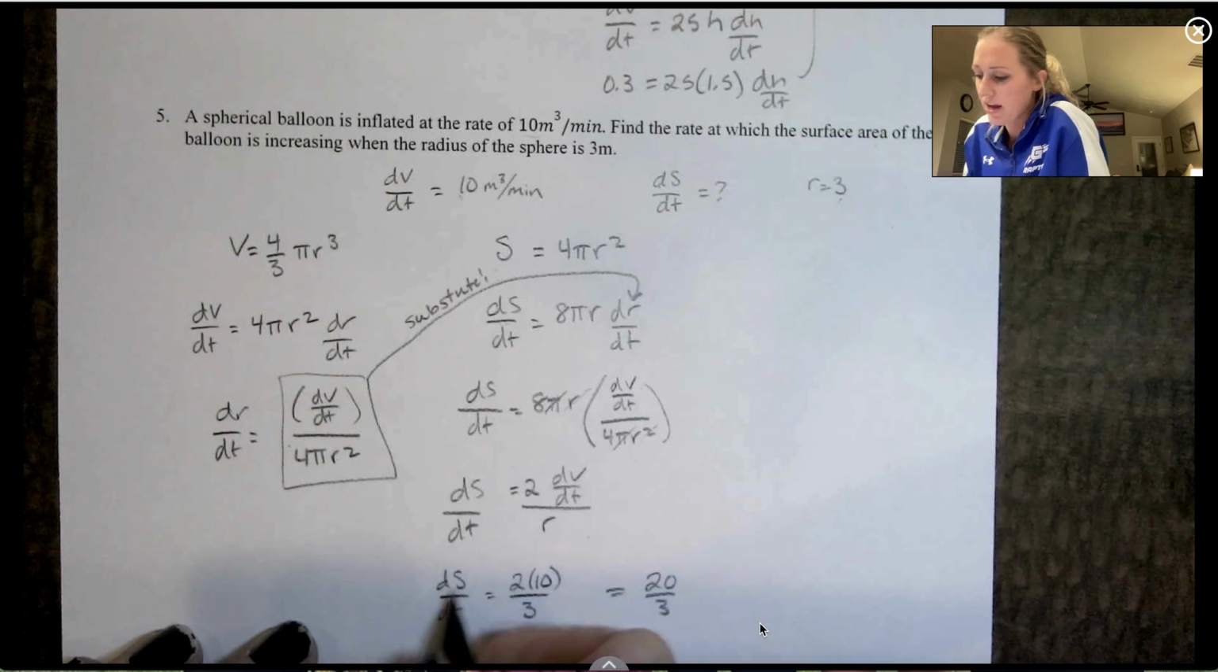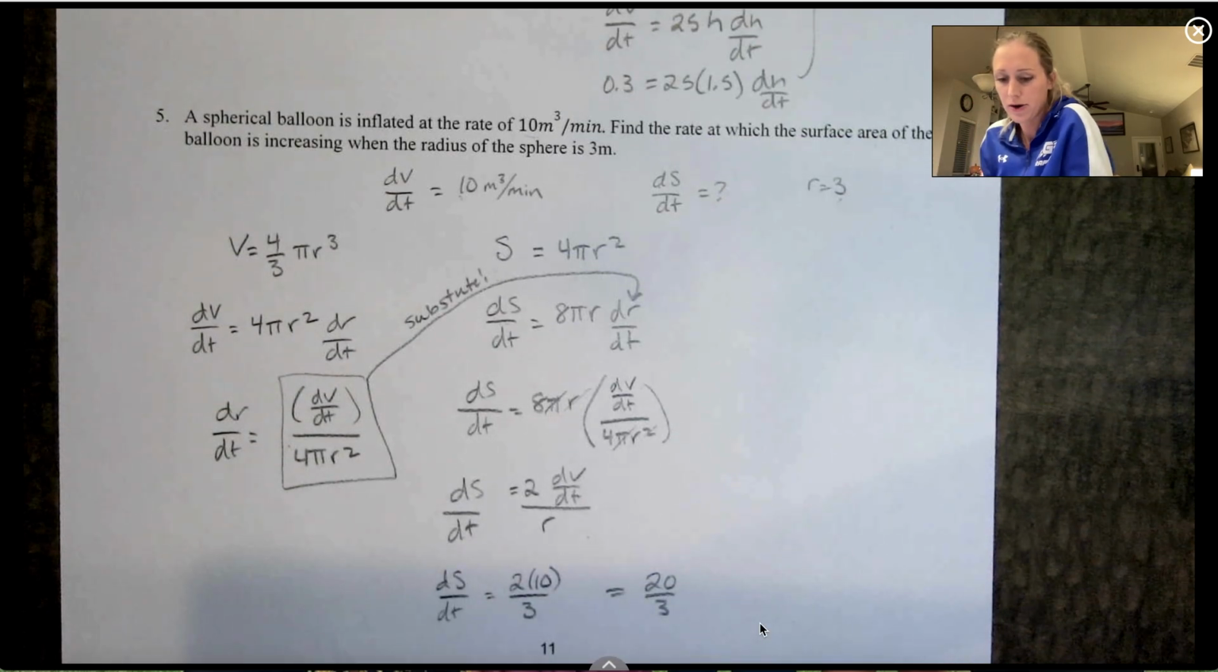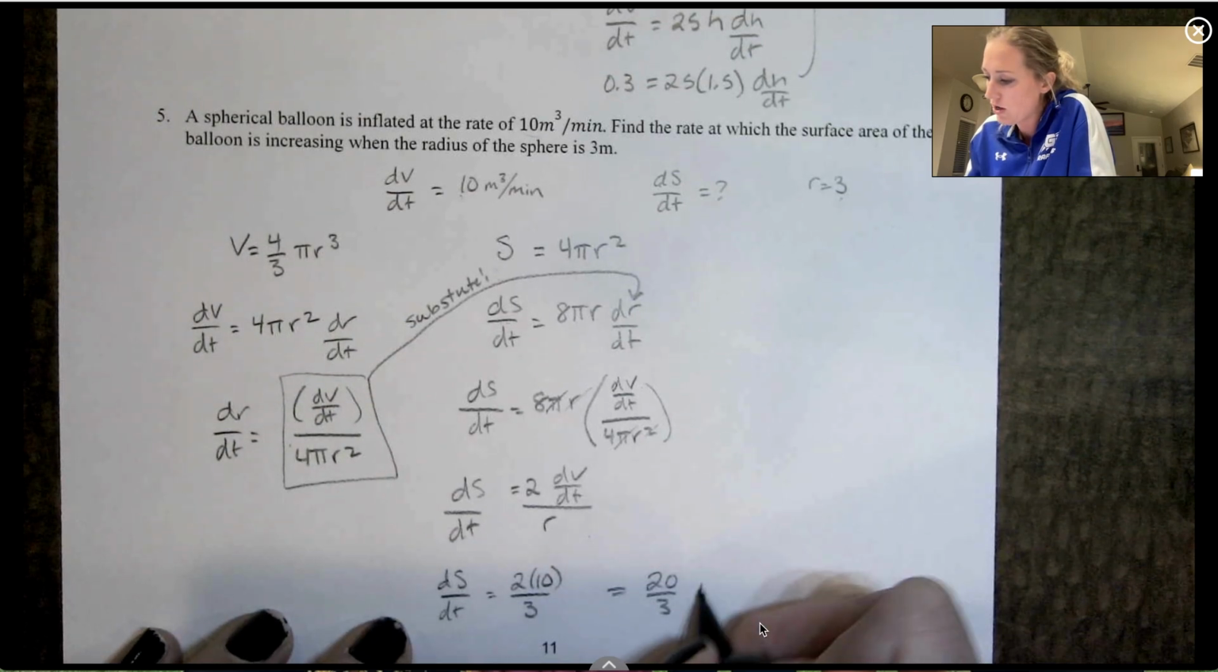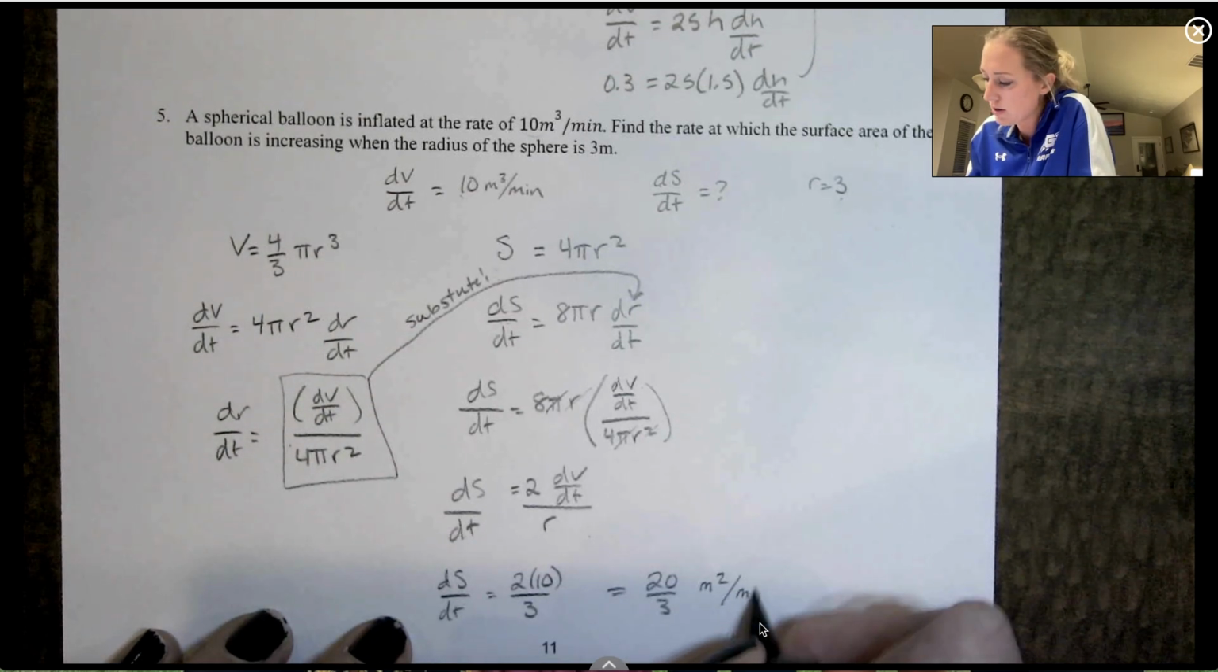And again, this is a surface area. Area always has square units, so this is going to be square meters per unit of time.